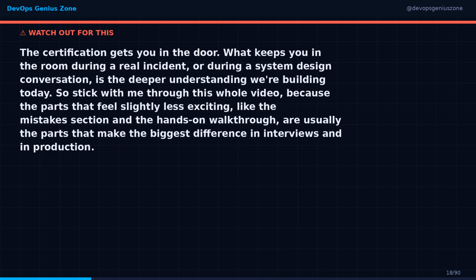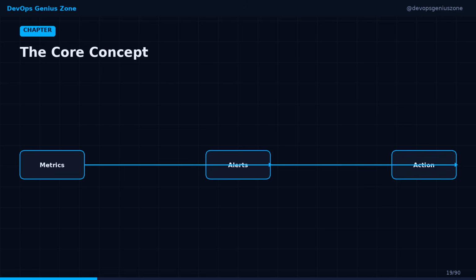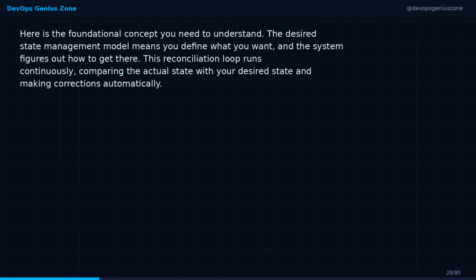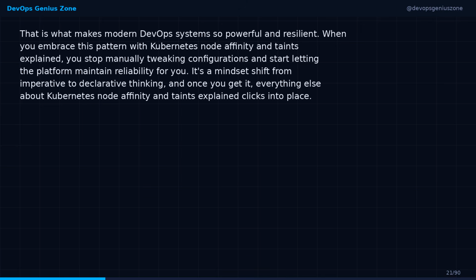Here is the foundational concept you need to understand. The desired state management model means you define what you want, and the system figures out how to get there. This reconciliation loop runs continuously, comparing the actual state with your desired state and making corrections automatically. That is what makes modern DevOps systems so powerful and resilient. When you embrace this pattern with Kubernetes Node Affinity and Taints Explained, you stop manually tweaking configurations and start letting the platform maintain reliability for you. It's a mindset shift from imperative to declarative thinking, and once you get it, everything else about Kubernetes Node Affinity and Taints Explained clicks into place.